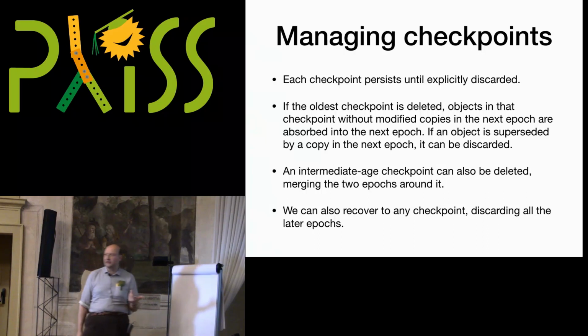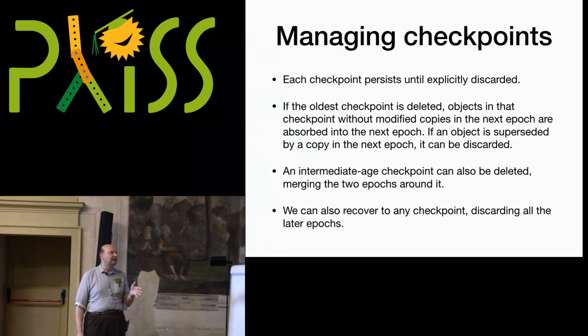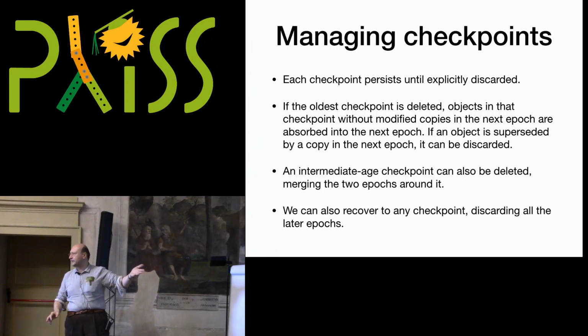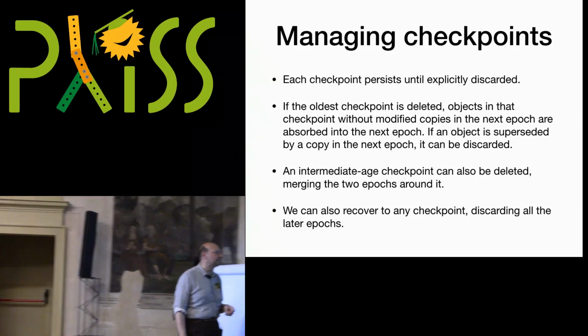So each checkpoint in this model persists until it's explicitly discarded. It's a bit like time. If people are familiar with Time Machine on the Mac, you have a bunch of effective snapshots of state. You can delete one in the middle and things get merged. You can delete the oldest and that's gone. You can't recover to that, but a new one becomes the oldest. It's a fairly simple model to explain.